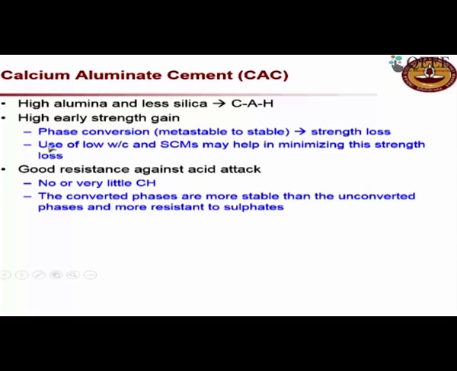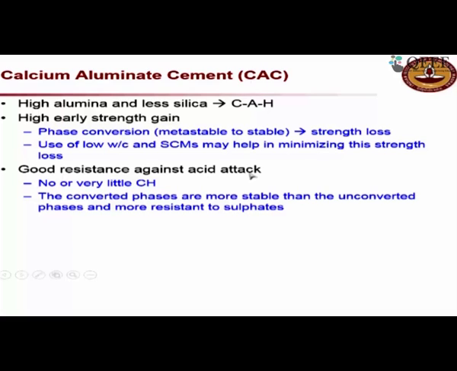So but there are ways to control that loss also. Use of low water cement ratio or fly ash or slag, etc., can also help in minimizing this strength loss. So you can design your concrete accordingly so that eventually you have the strength which is required. Now coming to the current topic, you have good resistance against the acid attack.